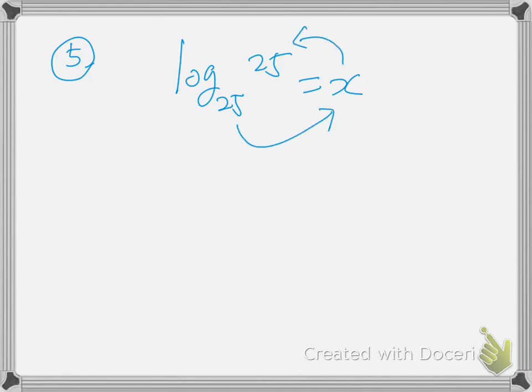Question 5. Log 25 of 25. We assume it is x, letter x. Then we have this counterclockwise direction. 25 to the x power is 25. So 25 is 25 to the first power. So x is 1.